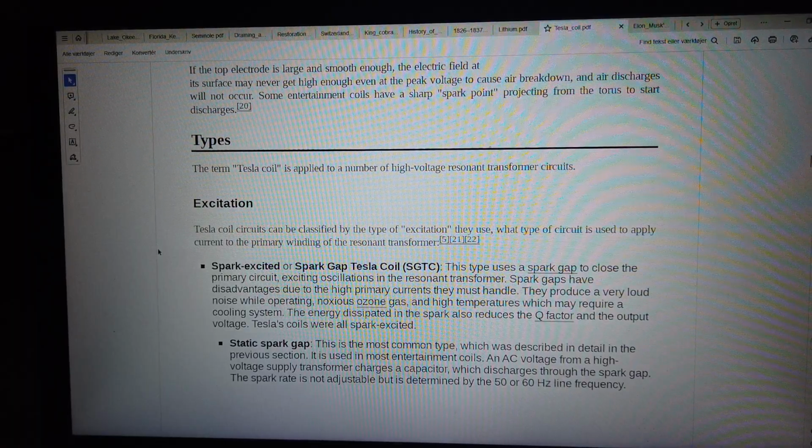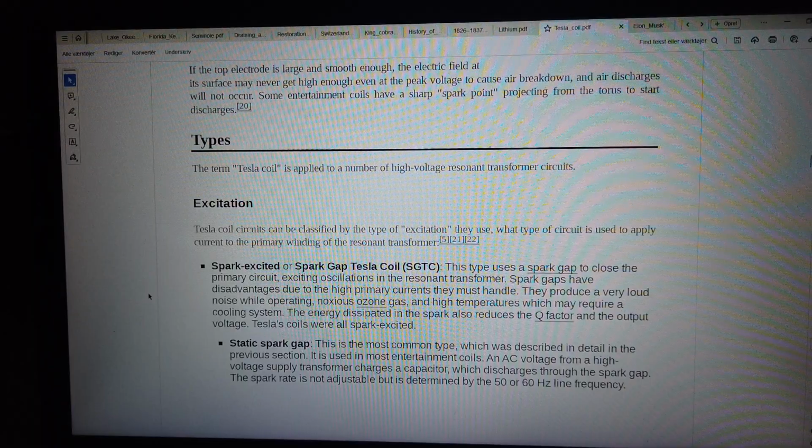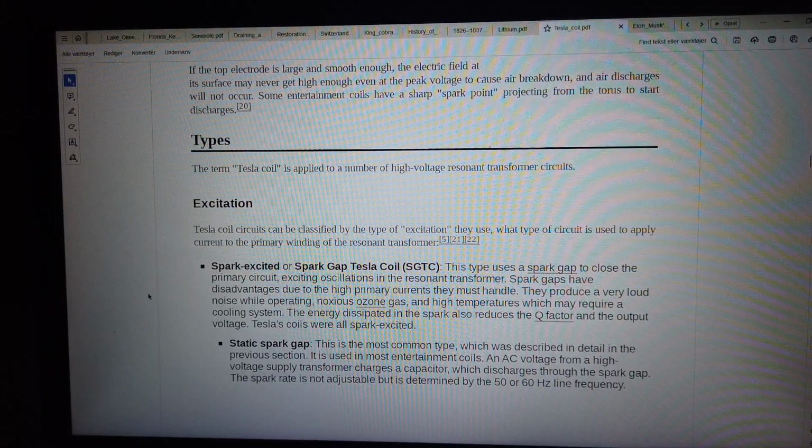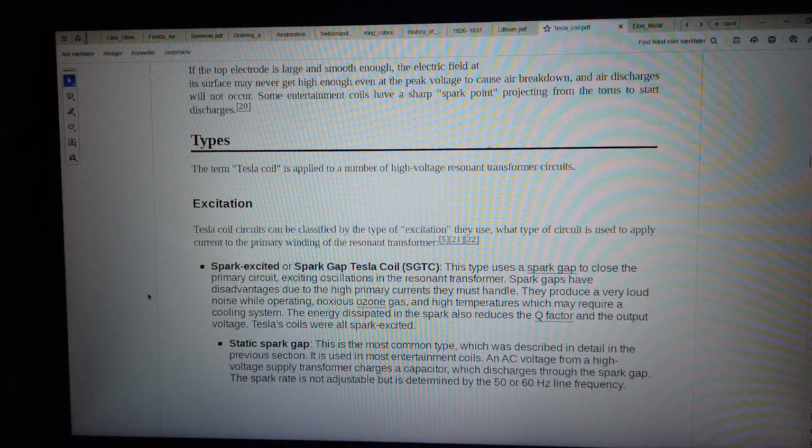Types. The term Tesla coil is applied to a number of high-voltage resonant transformer circuits. Excitation. Tesla coil circuits can be classified by the type of excitation they use. What type of circuit is used to apply current to the primary winding of the resonant transformer?